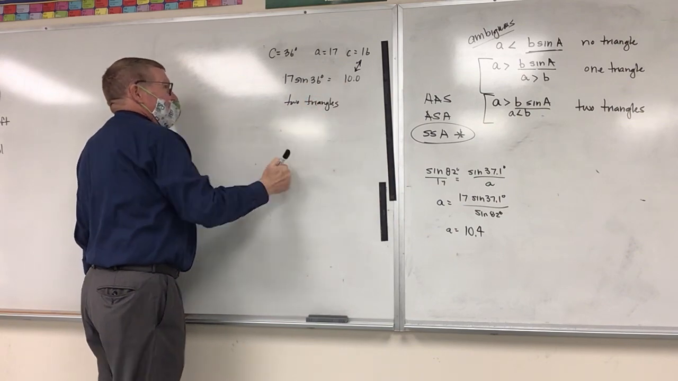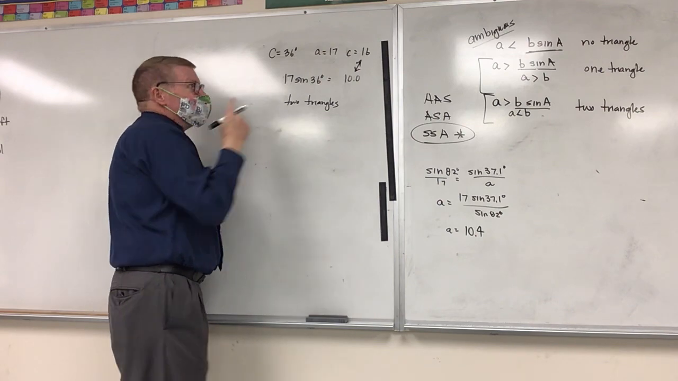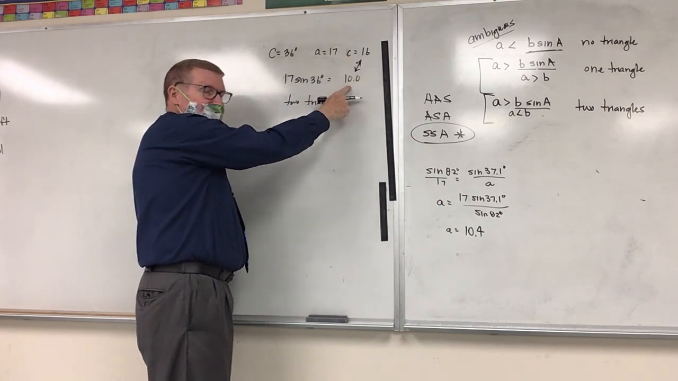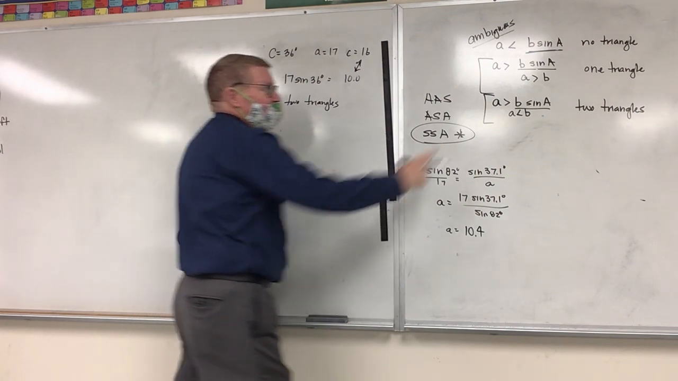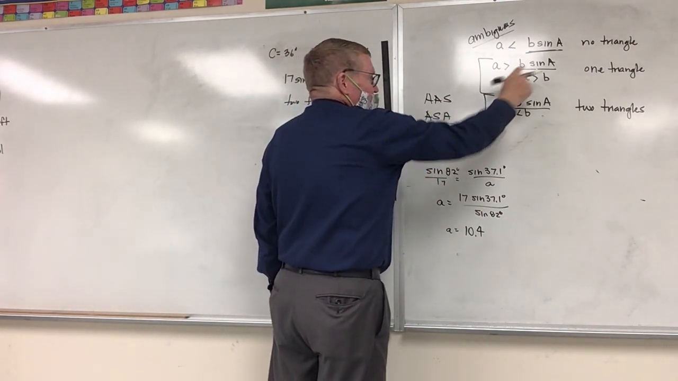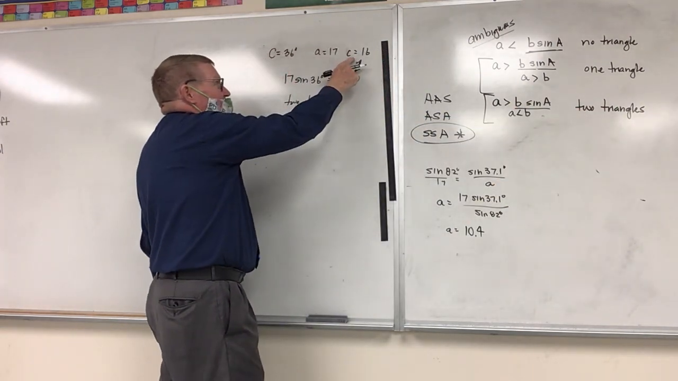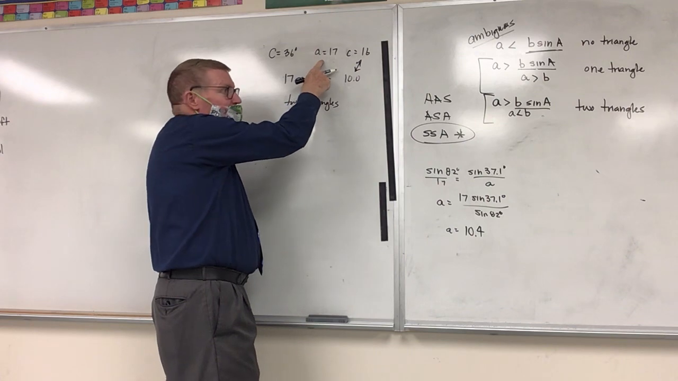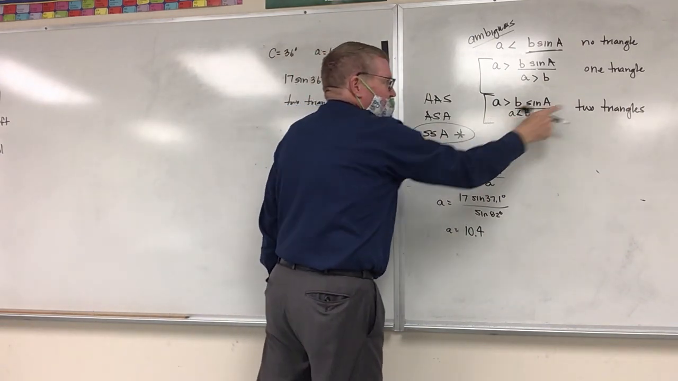All right, do my sine 36. The side that I didn't use, I'm going to compare. It's greater than. A is greater than, so one triangle, or two triangles. Then I can compare this to the side I'm given. All right, and I see the side is smaller. A is smaller than B, two triangles.